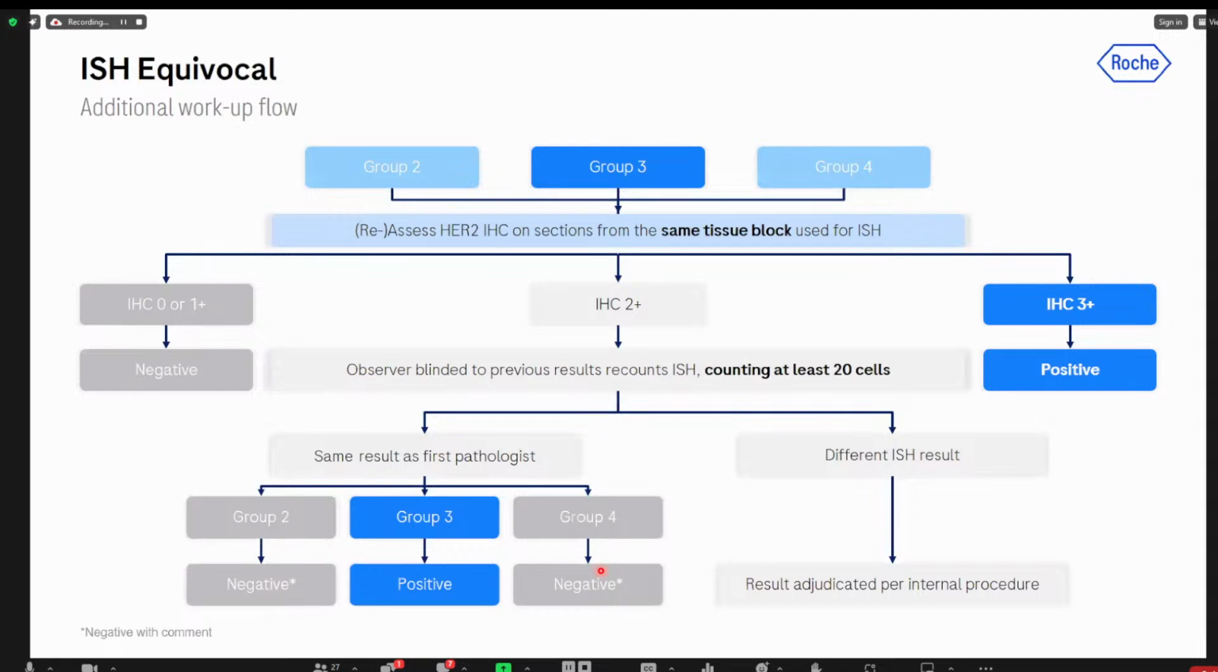You've been counting. You first counted 40 cells. Your colleague probably also counted 40 cells, but that's what you should do when you are close to a ratio of 2. Then you have data of 80 cells, so that's quite solid. Maybe it's not solid enough, but it's relatively statistically solid. And then you should call the group 2 negative with a comment, and group 4 you should call negative with a comment, and the group 3 you should call straight off positive.